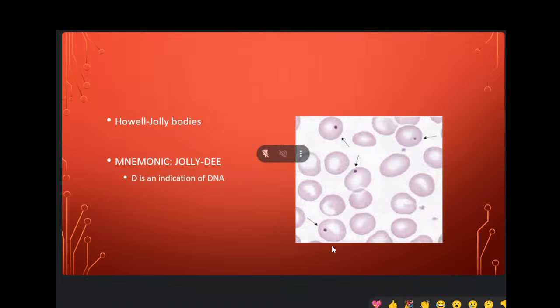Howell Jolly Bodies. Okay? Jolly D. Kasi D is an indication of DNA. Okay? Wag kakalimutan ang mnemonic ha.